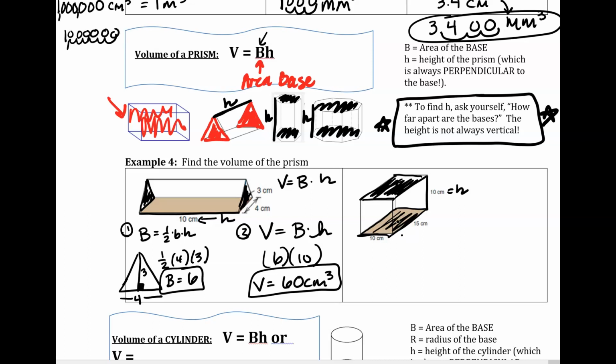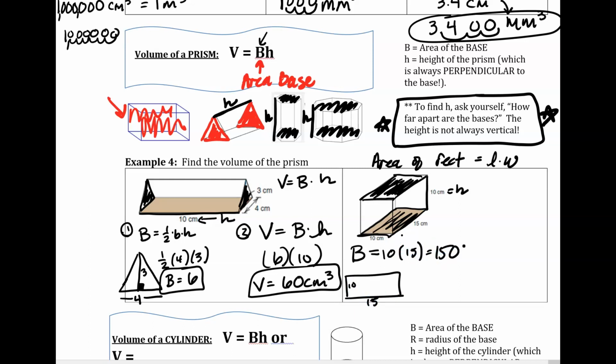So the height will change depending on which two parts you consider to be the base. So for part 1, I'm going to find the area of the base, and the area of a rectangle is length times width. If I'm looking at this rectangle right here, it looks like it is 10 by 15. So I'm just going to do 10 times 15, which gives me 150 for the base.